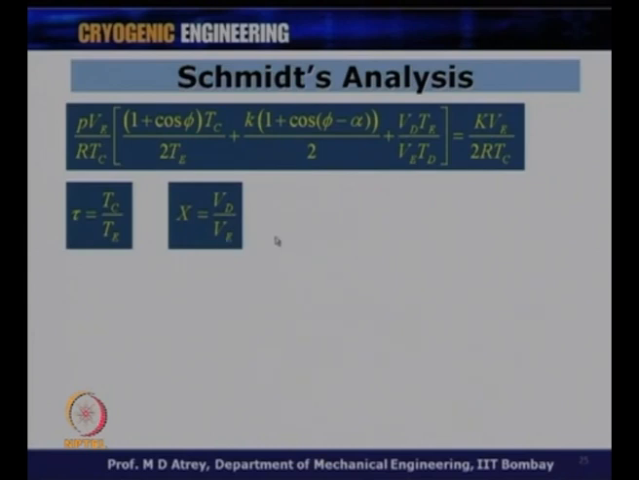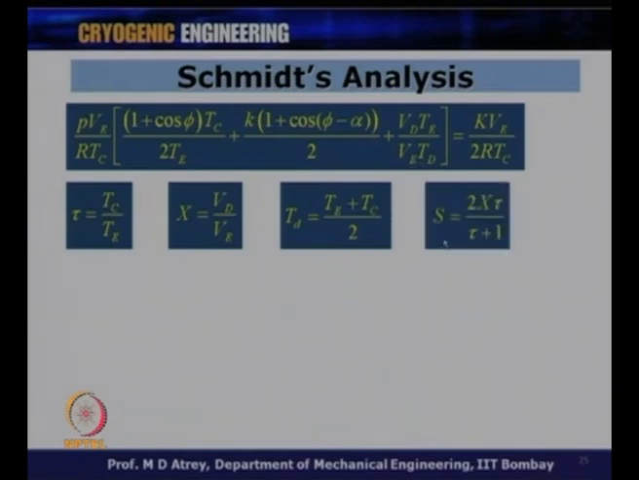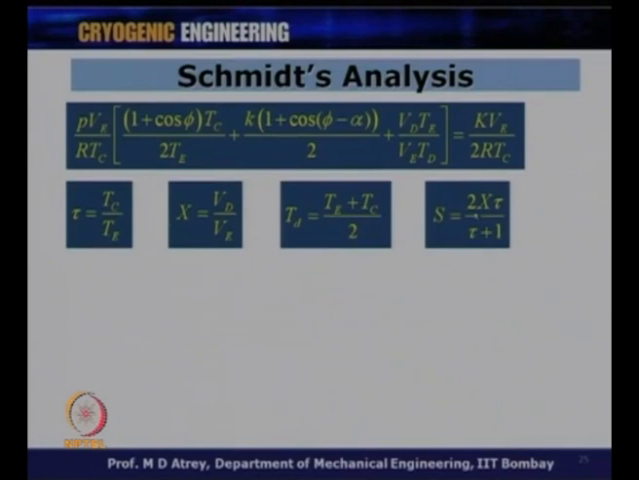x is equal to Vd upon Ve, as we have earlier decided, and assuming that the dead space temperature is a mean value between Te and Tc. So, Td is equal to Te plus Tc by 2, which is what will come over here. Also, we define one more constant S, which is 2x tau upon tau plus 1. If we do some algebraic manipulation, this S value also will figure over here. So, I am going to replace all of this by their non-dimensional values.